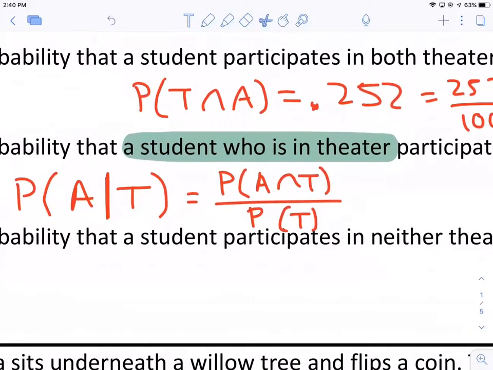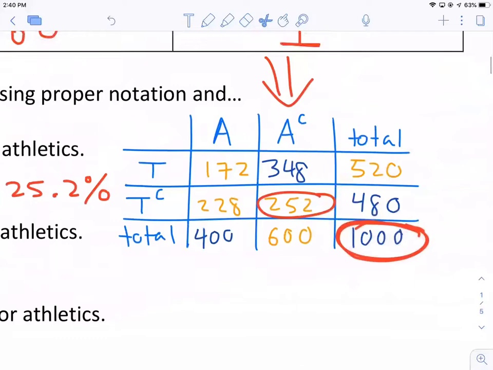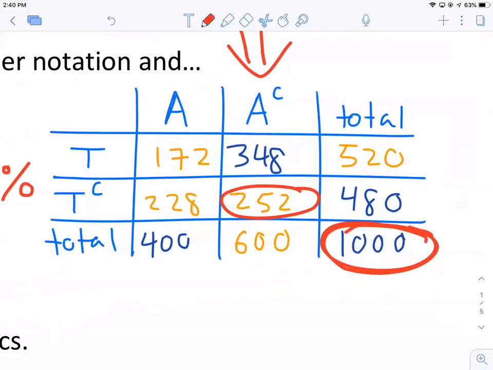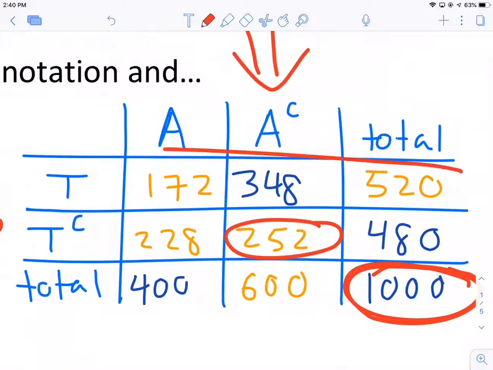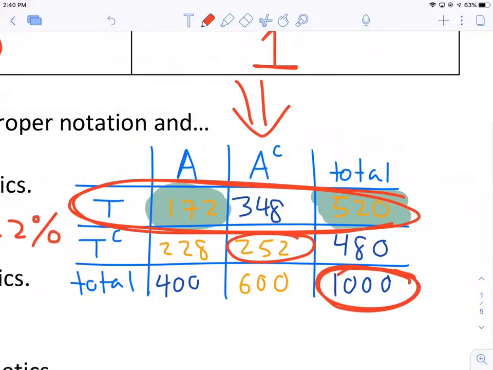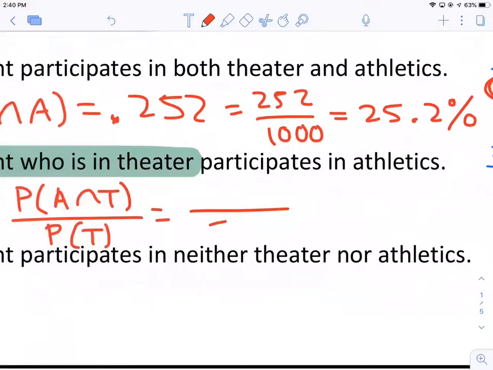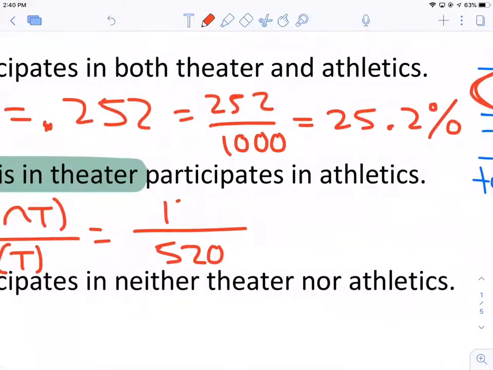So it makes sense when you look at the frequency two-way table. So probability of A and T. So actually, I'm not even using the formula right now. What's the probability that someone is in athletics given that they are in theater? So given that they are in theater, we're looking at these 520 students who are taking theater. And 172 of those 520 students also take athletics. So given that they're in theater, that's going to give us this 520 on the bottom. Out of the 520 in theater, 172 are also in athletics. So that's the answer.